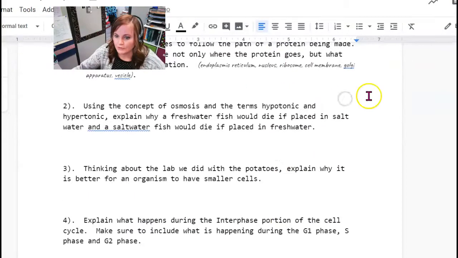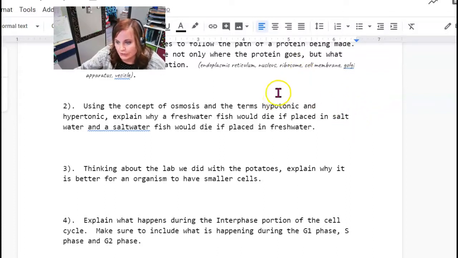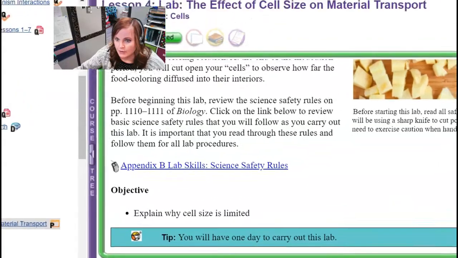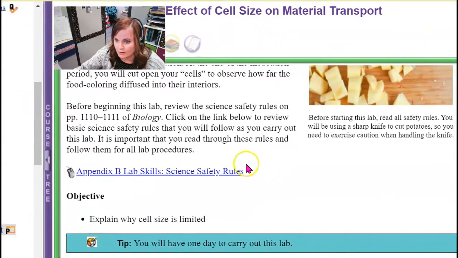Okay, for the third essay question, you need to think back to the portfolio that you did on cell size using the potatoes. So for this one, you need to explain why it's more advantageous for a cell to have smaller cells instead of larger ones. And I want you to take into consideration comparing the ratio of surface area to volume for this one. So this is going back to Unit 3, Lesson 4.